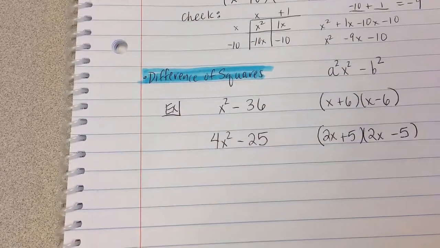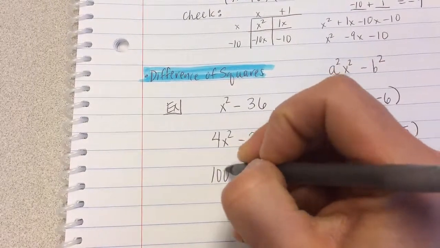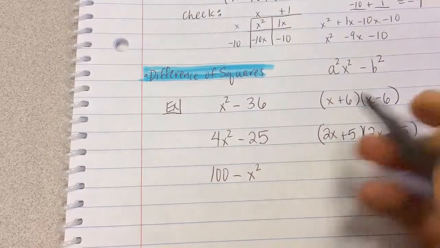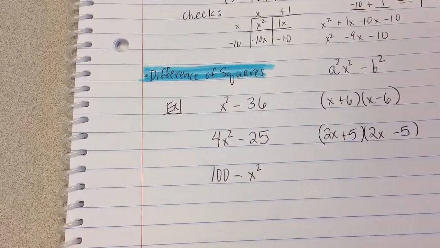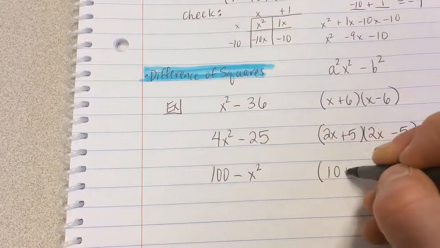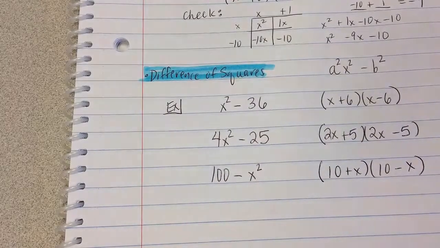The one that seems to throw students for a loop is if you write it in the other direction. So if you write something like 100 minus x squared, you just have to realize that don't switch the order. The x doesn't always have to go first. 10 plus x, 10 minus x, right?